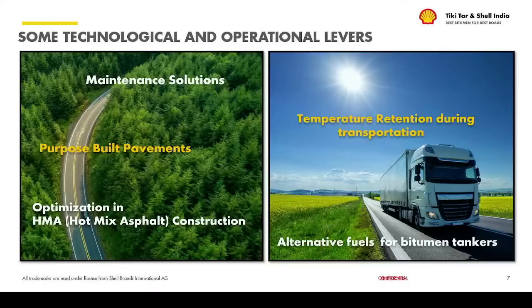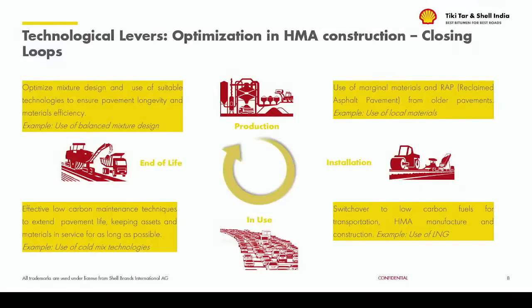If you look at the first technological lever, you think of asphalt or bituminous pavement construction as a loop. We select the materials, then we make the pavement, then we use the pavement, and then we reach the end of life. At each stage, you look at India, a very big country. When making the pavement, are we able to use local materials, marginal materials, or do we really need to transport materials all across the country?